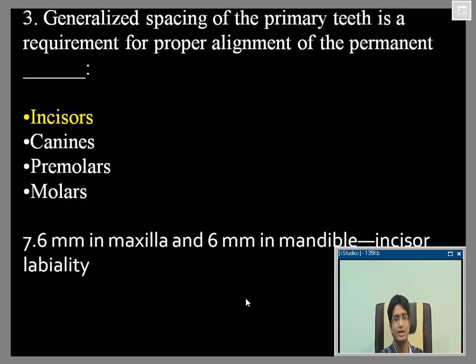If generalized spacing is not there in the primary dentition, there will be chances of crowding in the future. So mostly it is generalized spacing for the incisors, and the term is incisor liability. The difference between the upper deciduous dentition and the permanent dentition is 7.6 mm in the maxilla and 6 mm in the mandible. This is a standard value from a standard book.